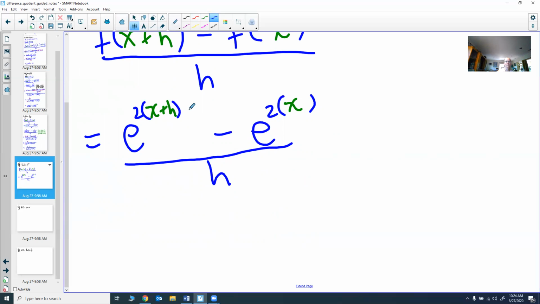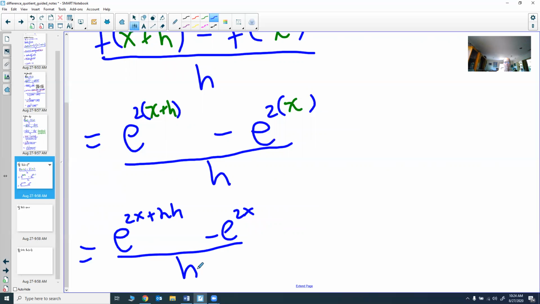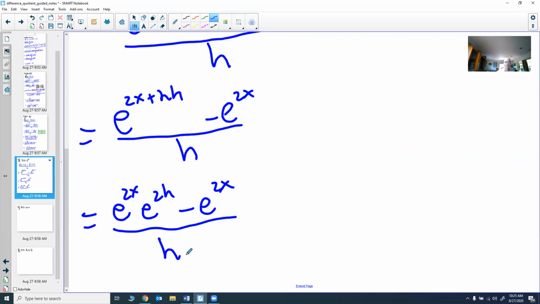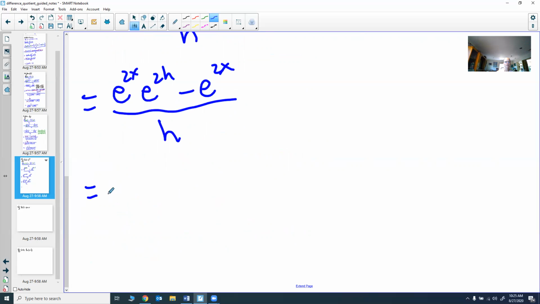All right, so now what do we do with this? This looks a little bit more work. One of the things I noticed is that this would be e to the 2x plus 2h minus e to the 2x all over h. That doesn't look great either, but I do remember there's a nice exponential rule that says e to the 2x plus 2h is e to the 2x times e to the 2h, minus e to the 2x, over h. So that simplified it a little bit, but now I notice both these terms have an e to the 2x. So that tells me I can factor it out.